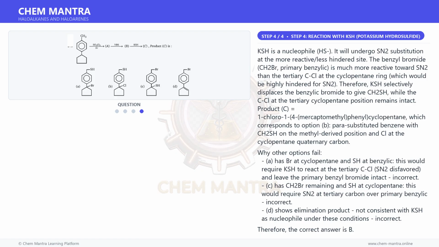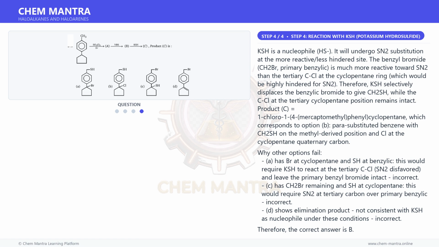Product C is equal to 1-chloro-1-(4-mercaptomethylphenyl)cyclopentane, which corresponds to option B. Para-substituted benzene with CH2SH on the methyl-derived position and Cl at the cyclopentane quaternary carbon.